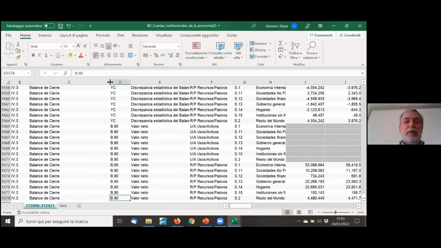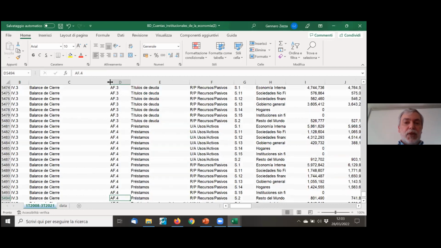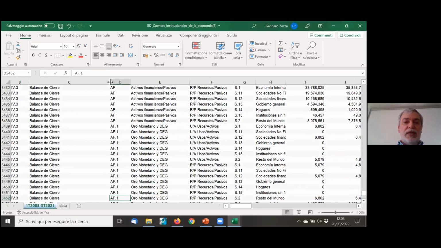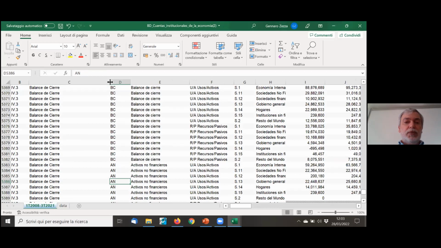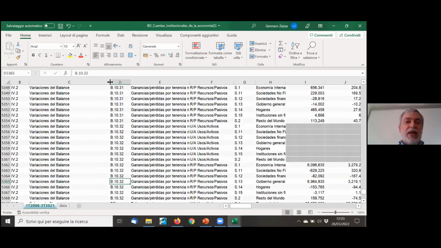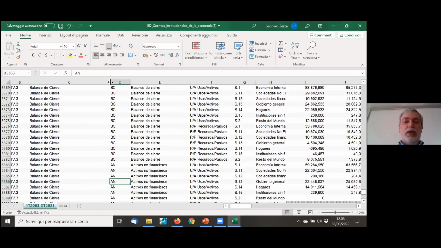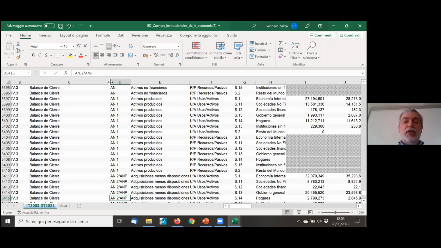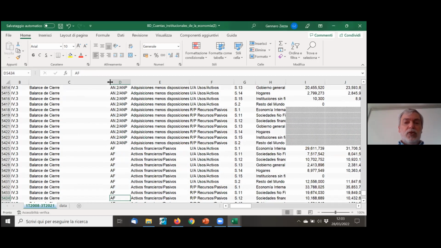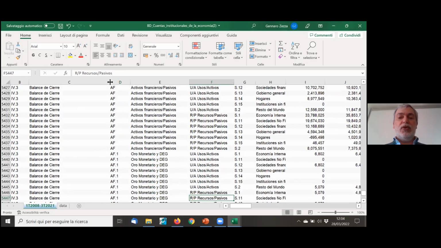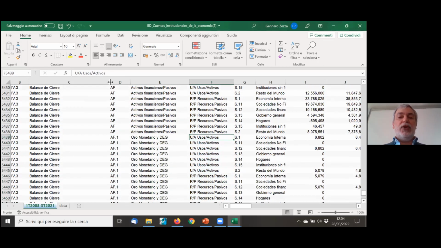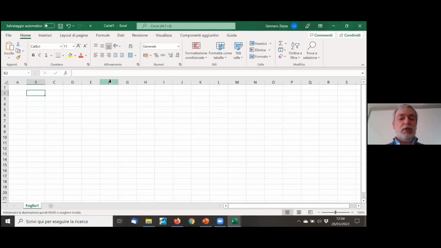So this will take a little time. We want the balance de cierre, which is the end of period balance sheet. Variación de balance will be the flow of funds. So we are not interested in the stock of capital so far. So we need to start from the liabilities and assets for each of these things. So in our measure, we will want the first one, which is oro monetario.